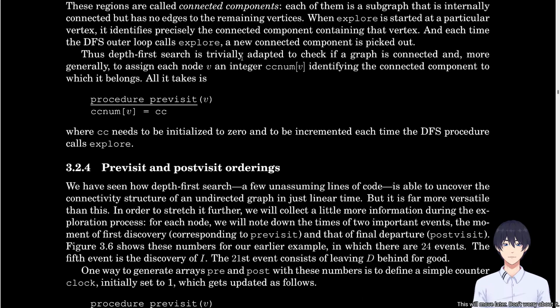When explore is started at a particular vertex, it identifies precisely the connected component. Fine. Thus, DFS is trivially adapted to check whether a graph is connected, and more generally to assign each node v an integer identifying the connected component to which it belongs. All it takes is this array, connected component number, I'm guessing that stands for. Okay, I think you can just make that an array.